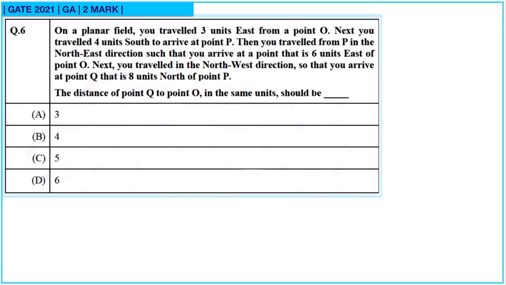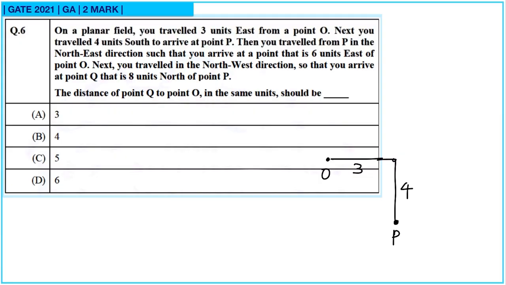Then question number 6. On a scalar field, you travel 3 units east from a point. So let us take one point O and 3 units on the east side. Next you travel 4 units south to reach a point P. So from here we'll travel to point P. So let me draw it here. So we have one point O, then 3 on this side, then 4, and we will reach point P.